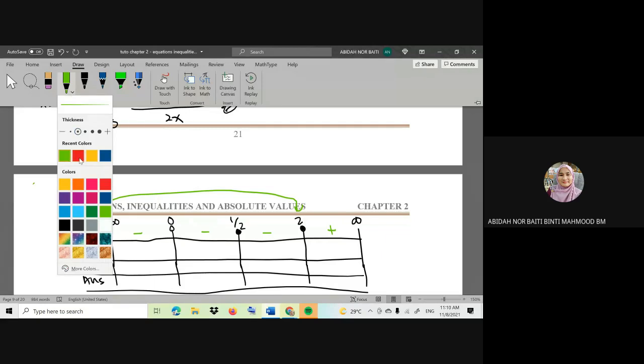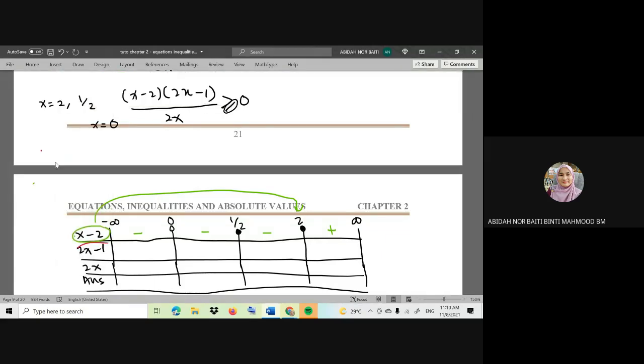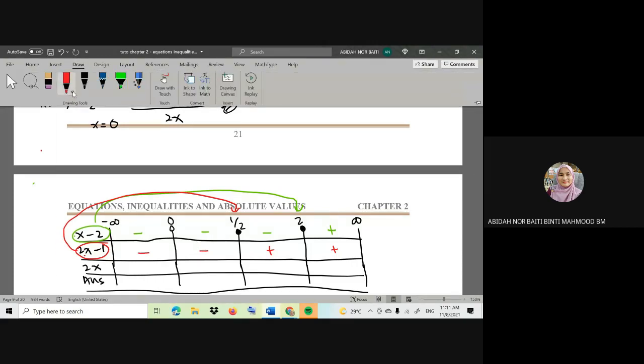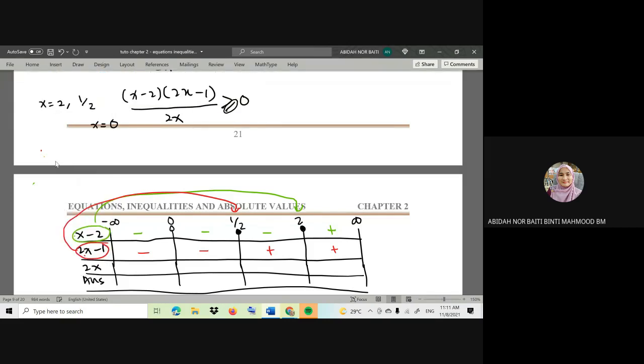For 2x minus 1, your value of x is half. Pun sama, to the right of this point, we follow the sign of x here. 2x is positive, so to the right of this point is positive. To the left of this point is negative. Boleh tak? Ikut sahaja sign x dia ya.